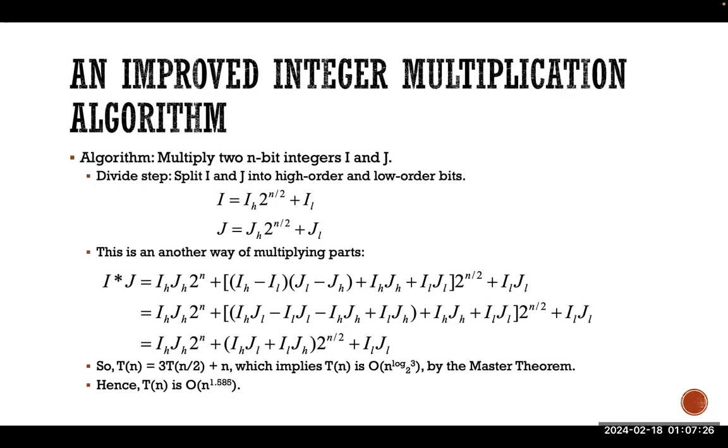So for example, if I take T(n) equal to 3 times T(n/2) plus n, which gives me order of n^(log_2 3), which gives me order of n^1.585.